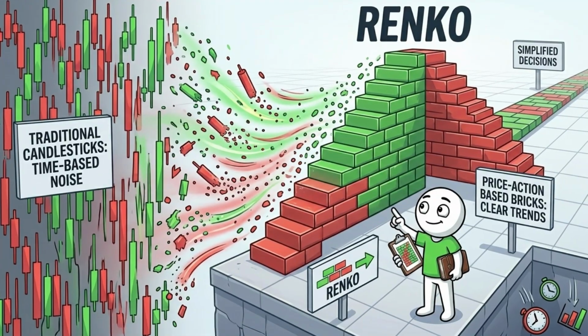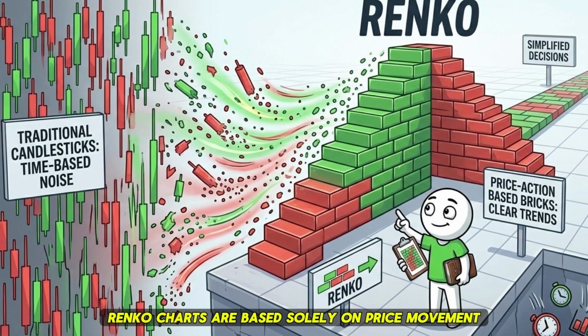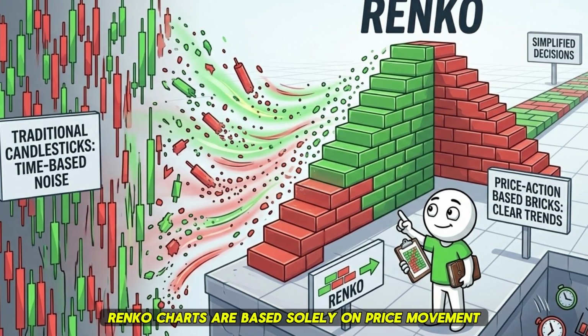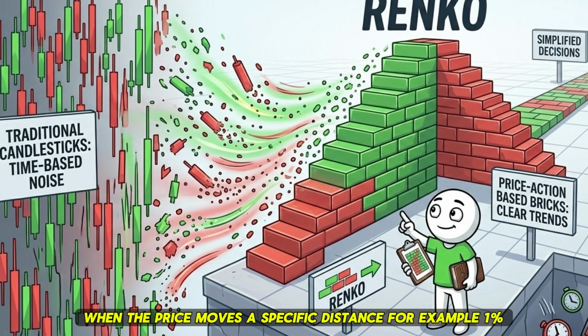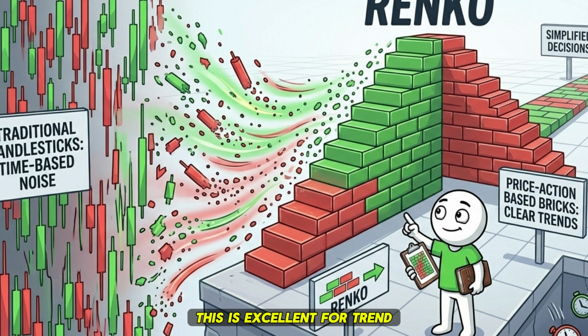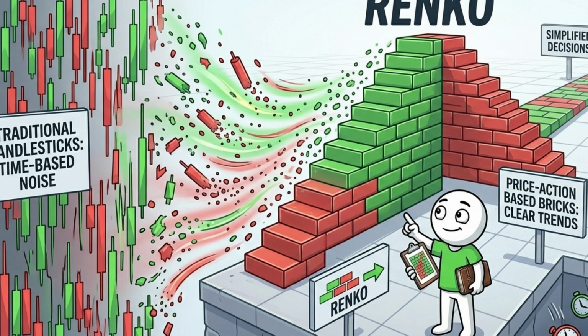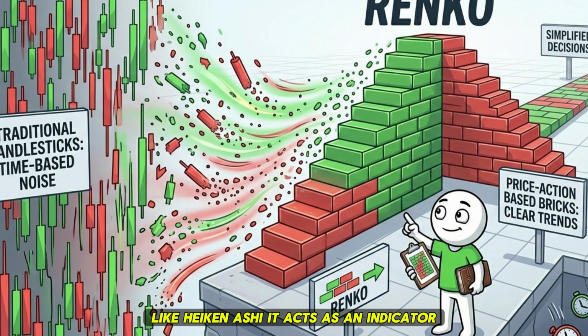Renko charts. Unlike traditional charts that form candles based on time, Renko charts are based solely on price movement. A new brick is only formed when the price moves a specific distance, for example, 1%. This is excellent for trend identification and removing minor price fluctuations. Like Heikin-Ashi, it acts as an indicator and does not show the exact live price.